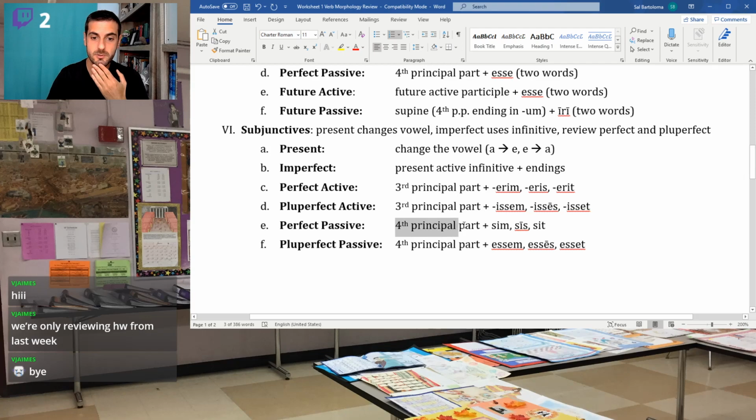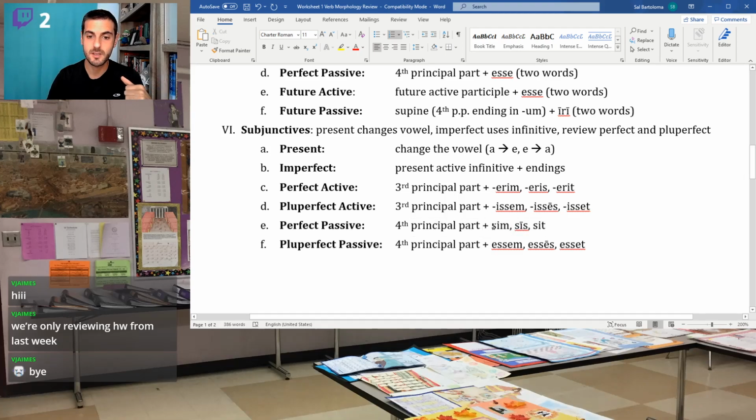Perfect active is always third principal part. Perfect passive is always fourth principal part. And we pair it with certain endings, right? So perfect active, we get duxerim, duxeris, duxerit. For pluperfect, we'd get duxissem, duxisses, duxisset. And on the passive side, we pair it with forms of sum, like we always do, except subjunctive forms of sum.